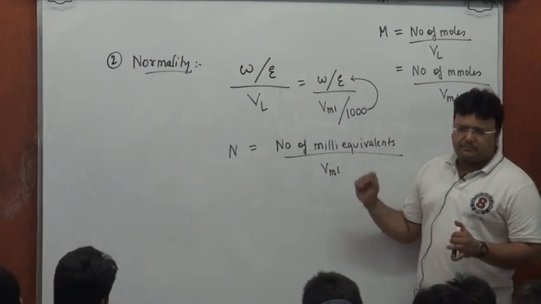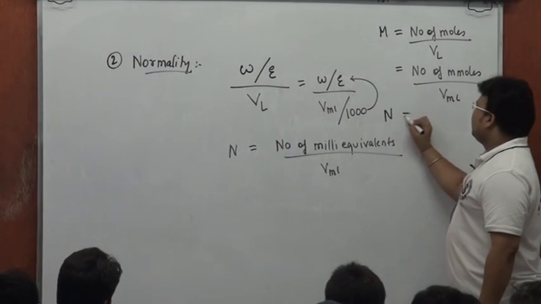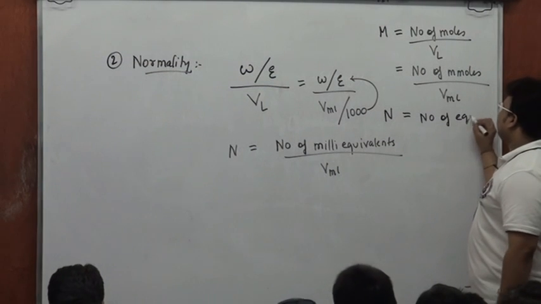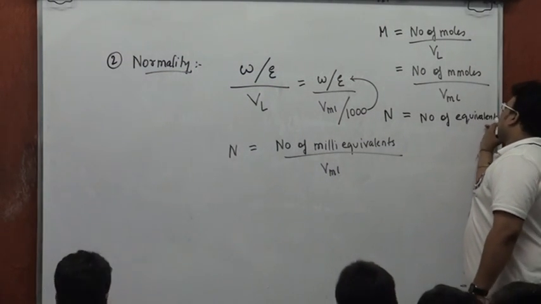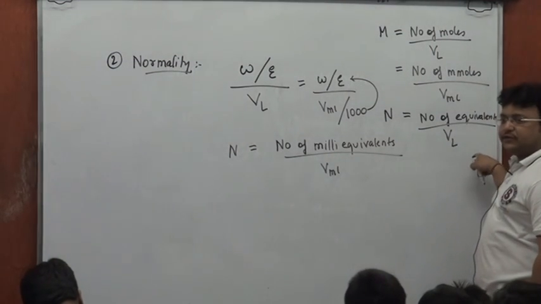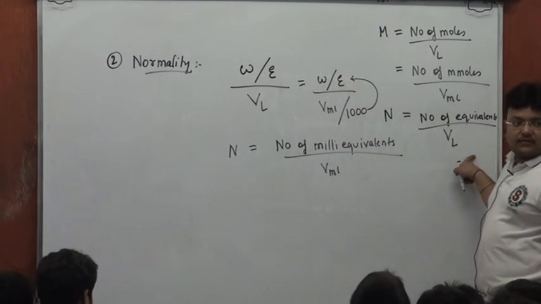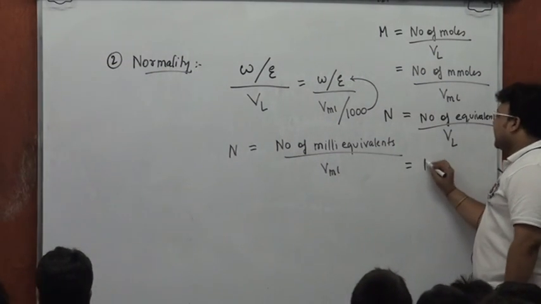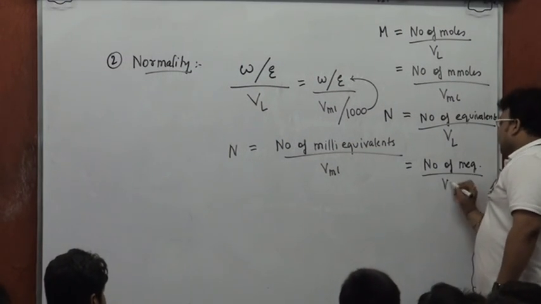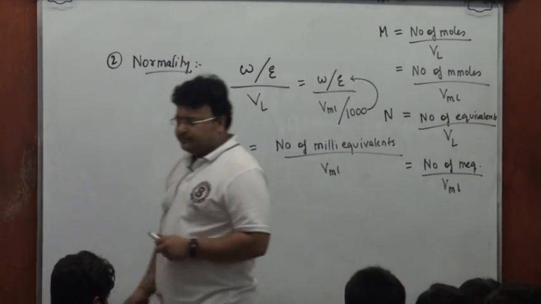So you've been following me. And yet again somewhere I'm going to write all of it again. Normality will be defined as number of equivalents per liter of the solution. So if you formed 3 liters of the solution, number of equivalents upon 3 will give you number of equivalents per liter. That will be the normality. All right. And it's going to be applied as number of milli equivalents per ml. Now moving on.